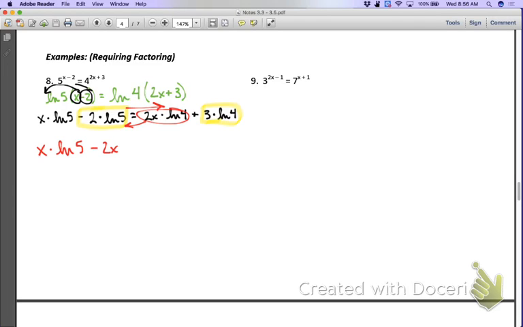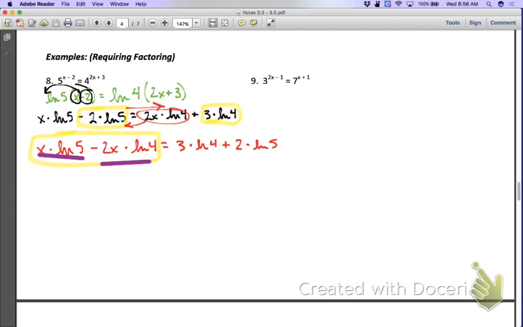Minus 2x times the natural log of 4 equals 3 times the natural log of 4 plus 2 times the natural log of 5. Questions? Everything on the left side is over there because it has an x times the natural log of 5 or the natural log of 4.